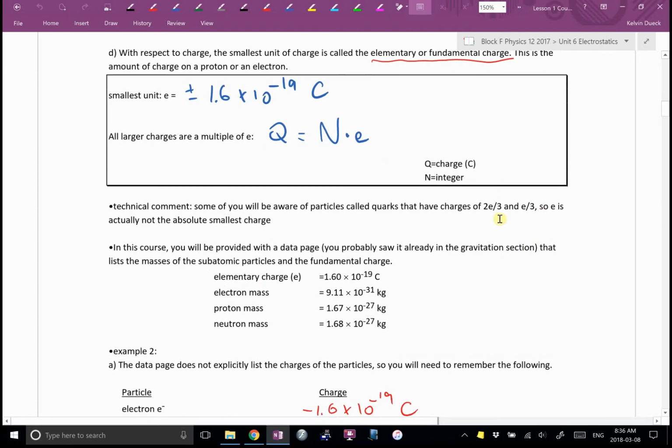I did say that there's something called quarks that have smaller charges than that, but we're going to pretend they don't exist.